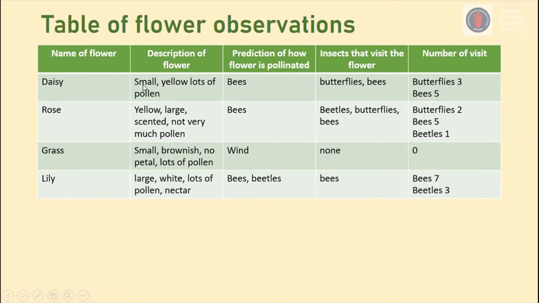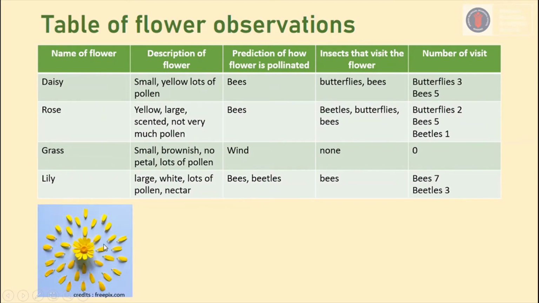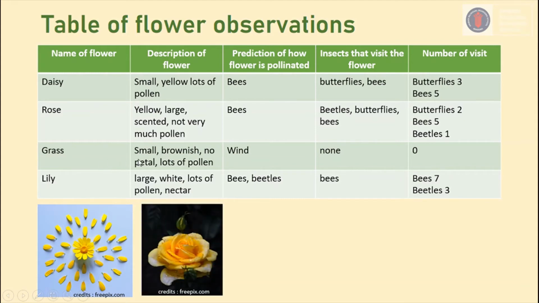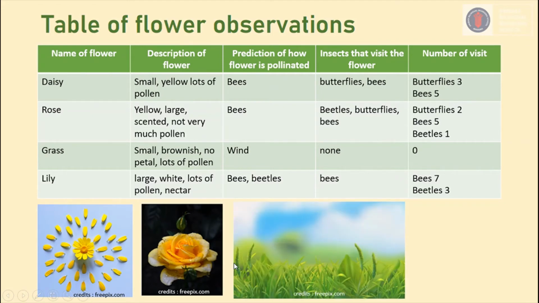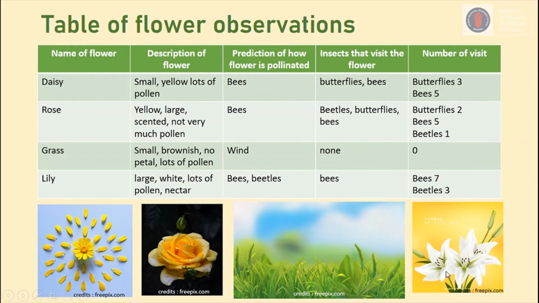The daisy flower is small and yellow and has lots of pollen. Maybe it looks like this. The rose is yellow and large, it has scent, and not very much pollen. And the grass flower is small and brownish. It has no petals, but it has a lot of pollen. Can you see the flower of grass? There are no petals. It's really small. And one more is the lily. The lily has a large flower, white in color, and it also has pollen and nectar.